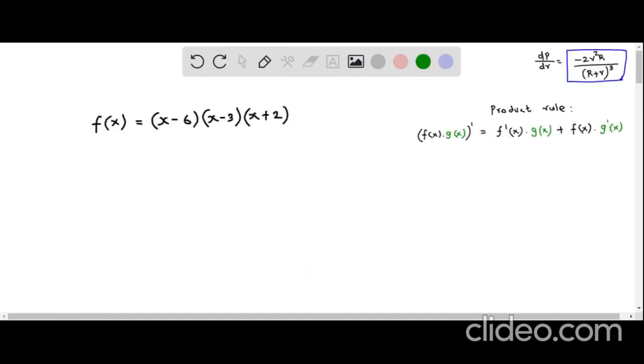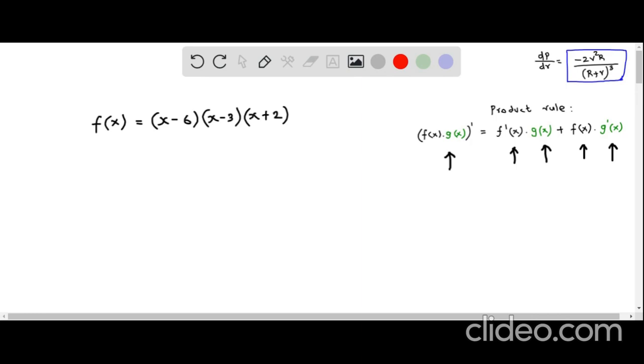We now determine the derivative of this function f of x equals (x minus 6) times (x minus 3) times (x plus 2). So here we can apply the product rule. This is basically the product rule: when we have a product of two different functions, f of x and g of x, its derivative is given by f prime of x, the derivative of f of x, times g of x, plus f of x times g prime of x, the derivative of g of x. We cannot apply this product rule as it is, since we have three terms here.